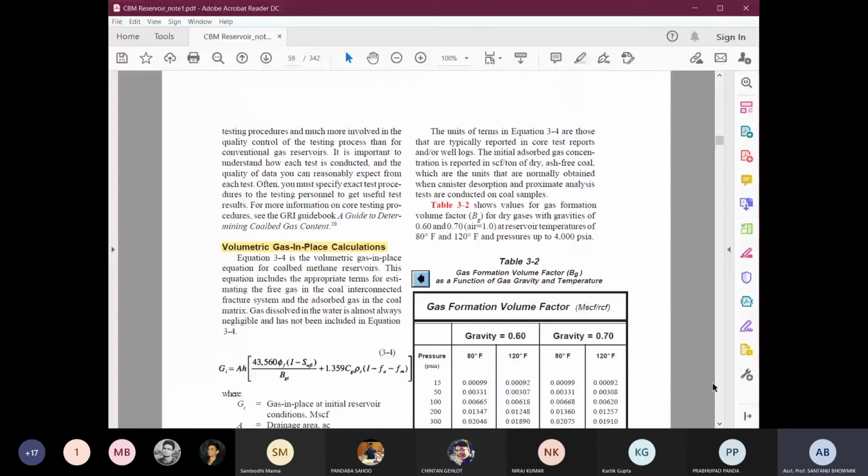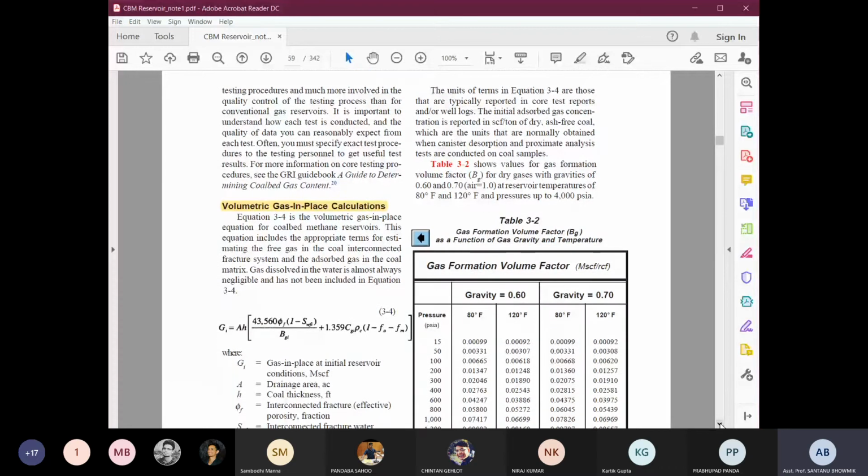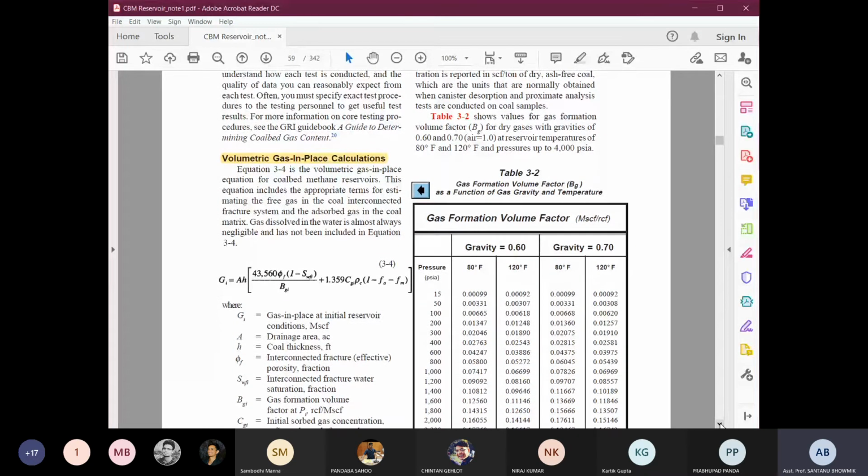Now, whenever we look at the gas in place calculation, there are some different techniques. The first technique is the volumetric gas in place calculation. Why volumetric? Volumetric means you consider the total volume, not weight percentage or anything else, but the volume of the gas. Just like that, you measure the volume.